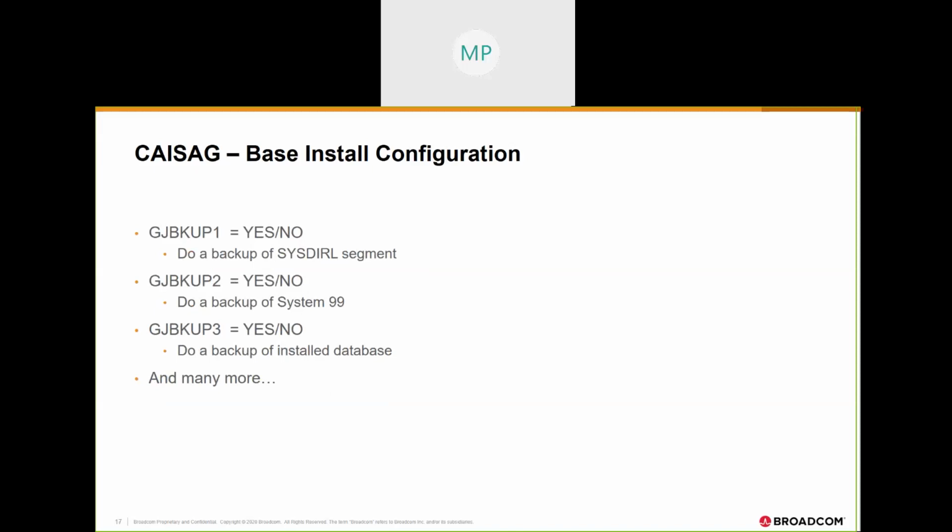And the "and many more" line is to indicate that this is just a very small subset of the variables. I believe there's something like 800 or over 800 variables that can be configured. The ones that I discussed are, in my opinion, the most important ones, and they are mostly all of the ones that would cause an actual error that would prevent you from completing a base install.